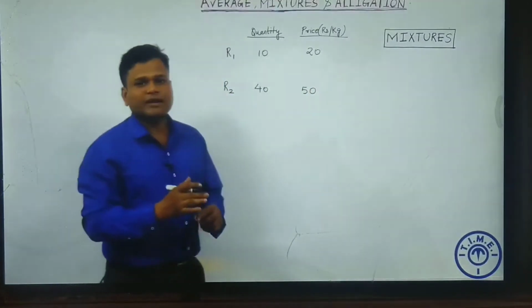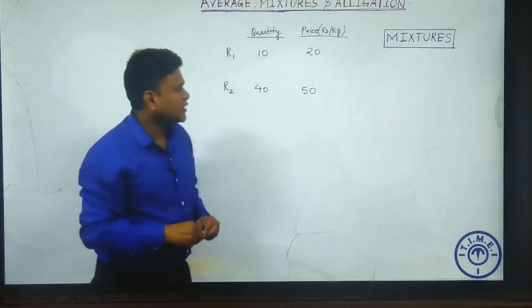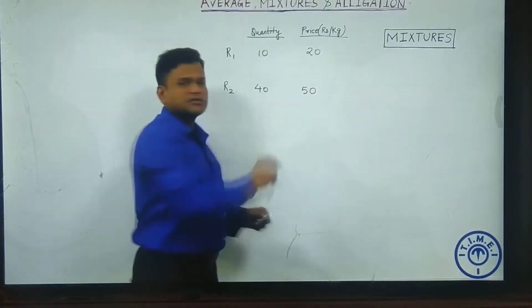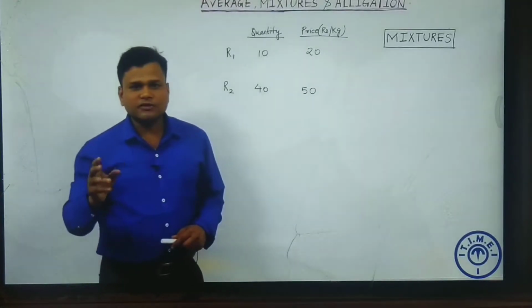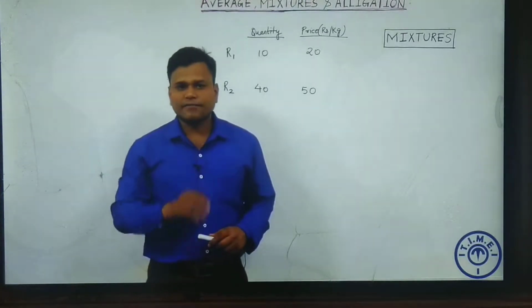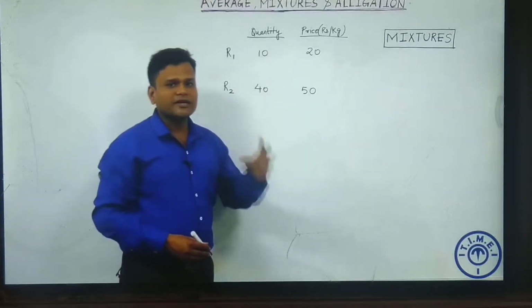Now I'm mixing the two brands of rice, and then I need to find out what is the average price. What we should not be doing is simply adding up these two numbers. 20 plus 50 divided by 2, 70 by 2, 35 rupees per kg, which is a blunder. That's a mistake. We saw this idea in the earlier concept also, weighted average.